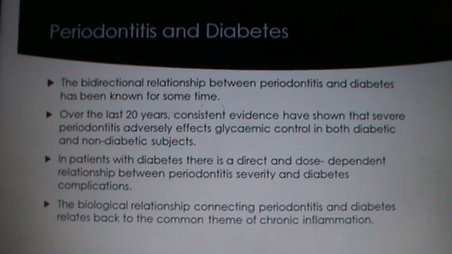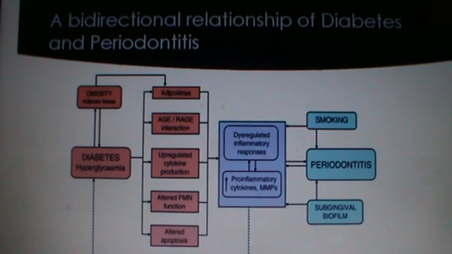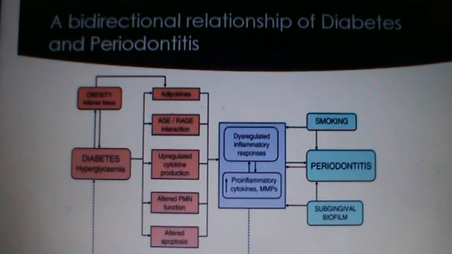Periodontitis and diabetes: there is a bidirectional relationship between periodontitis and diabetes, and consistent evidence has been found that severe periodontitis adversely affects glycemic control in both diabetic and non-diabetic patients. The biological relationship between periodontitis and diabetes relates back to the common theme of chronic infection. You can see in this diagram there is a bidirectional relationship. Diabetes can result in periodontitis and periodontitis can result in diabetes.